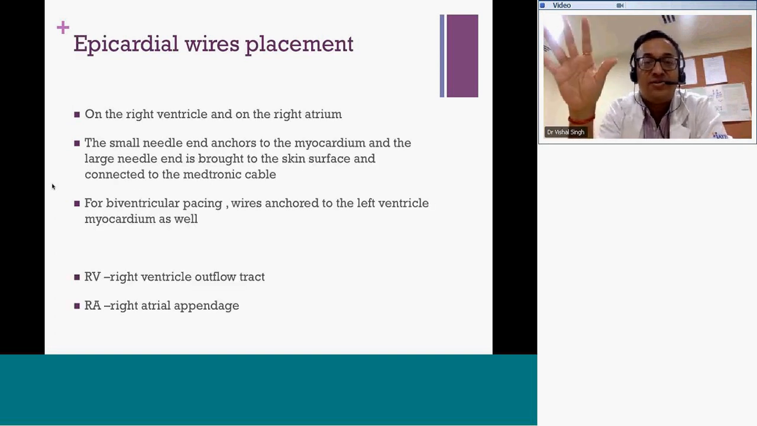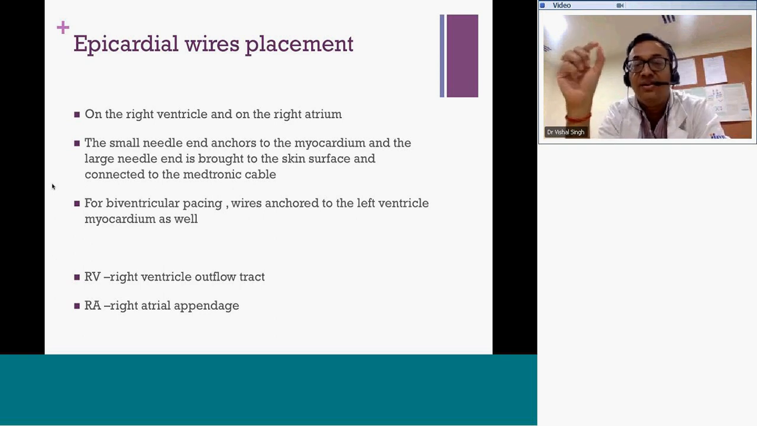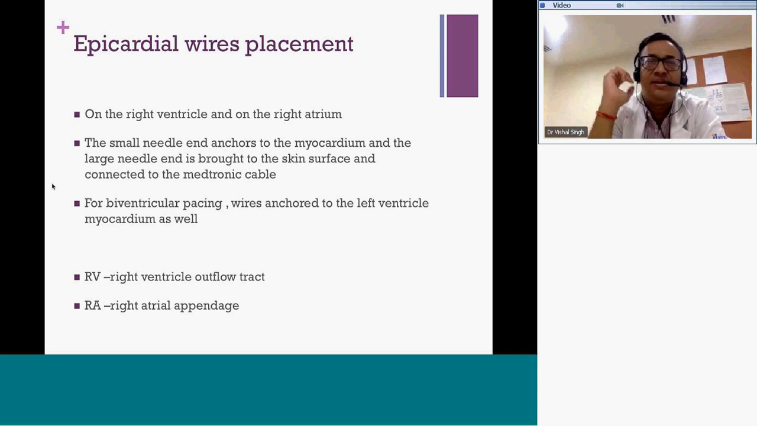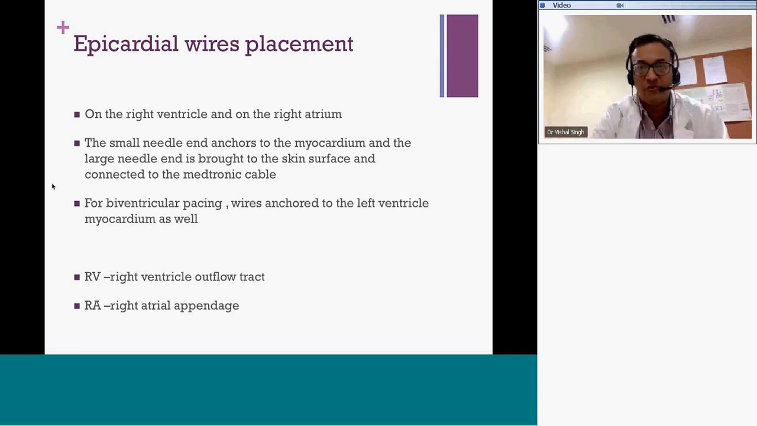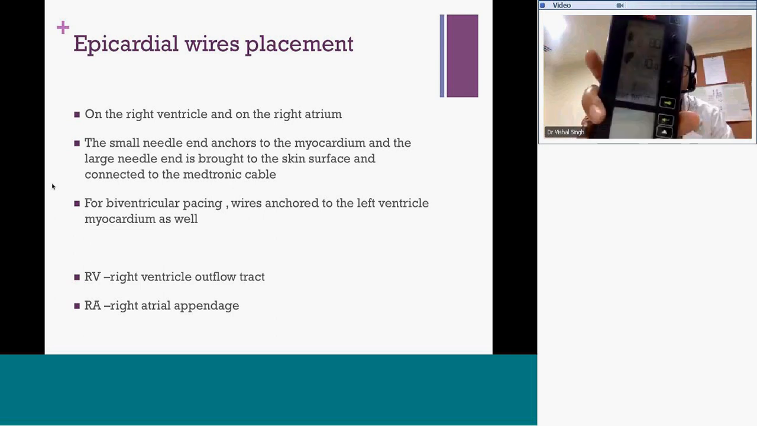Now, why are they usually placed on the right ventricle and on the right atrium? I hope all of you have seen the pacing wire. There is a small needle end which anchors to the myocardium, and a large needle end is brought to the skin surface and connected to the Medtronic cables, which you see in blue and white colors. Most centers use Medtronic. A few places have Siemens, which has a different way of connecting. But I have to concentrate on the Medtronic pacemaker, which, if you can see, is here.